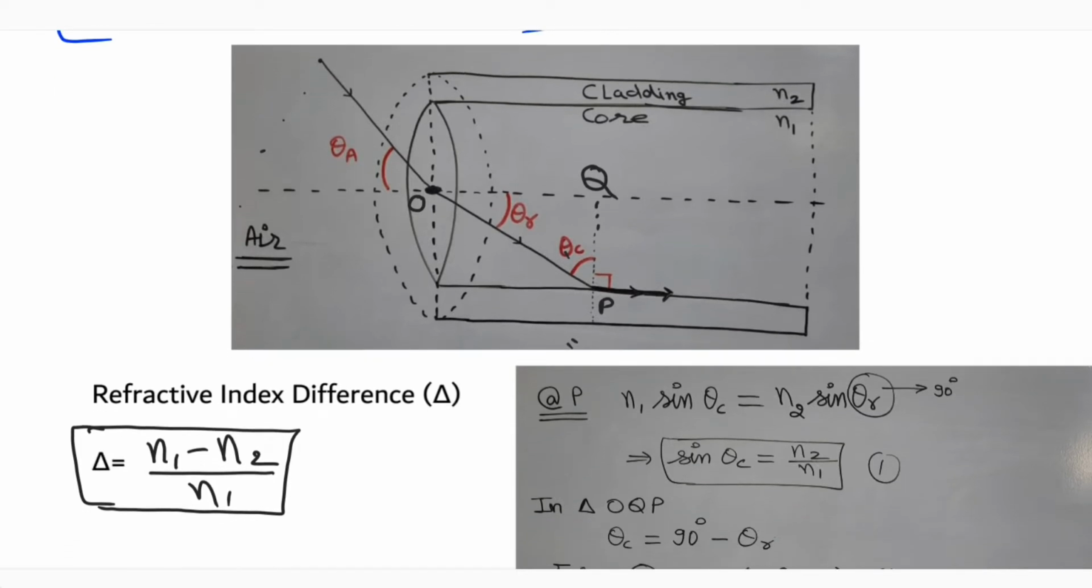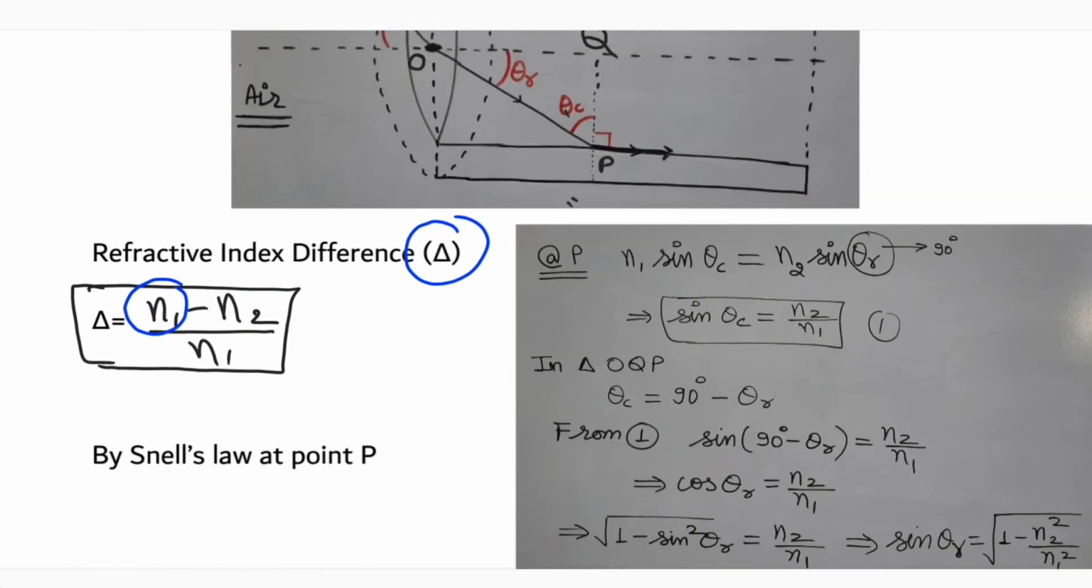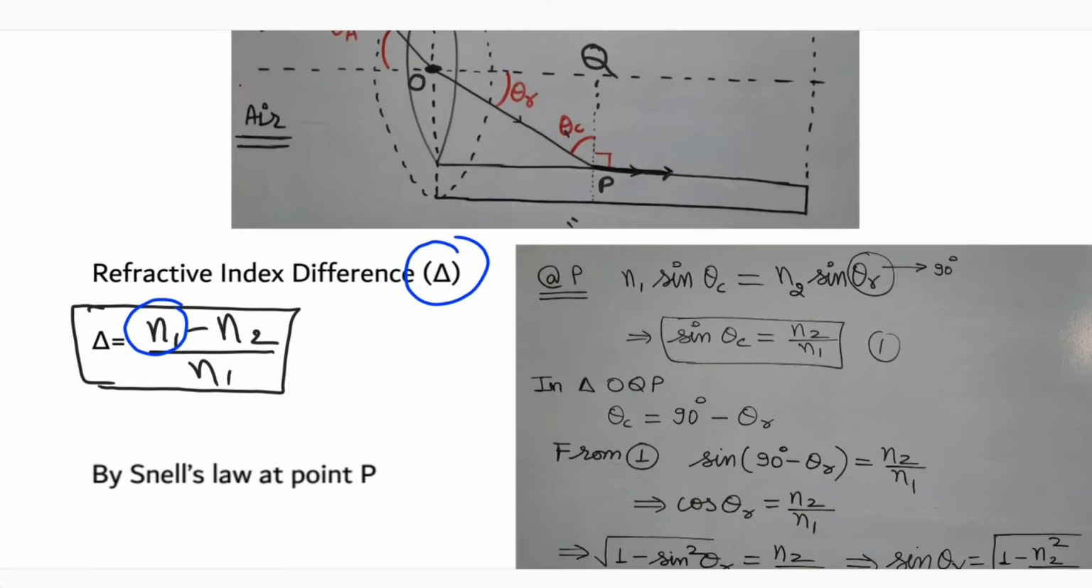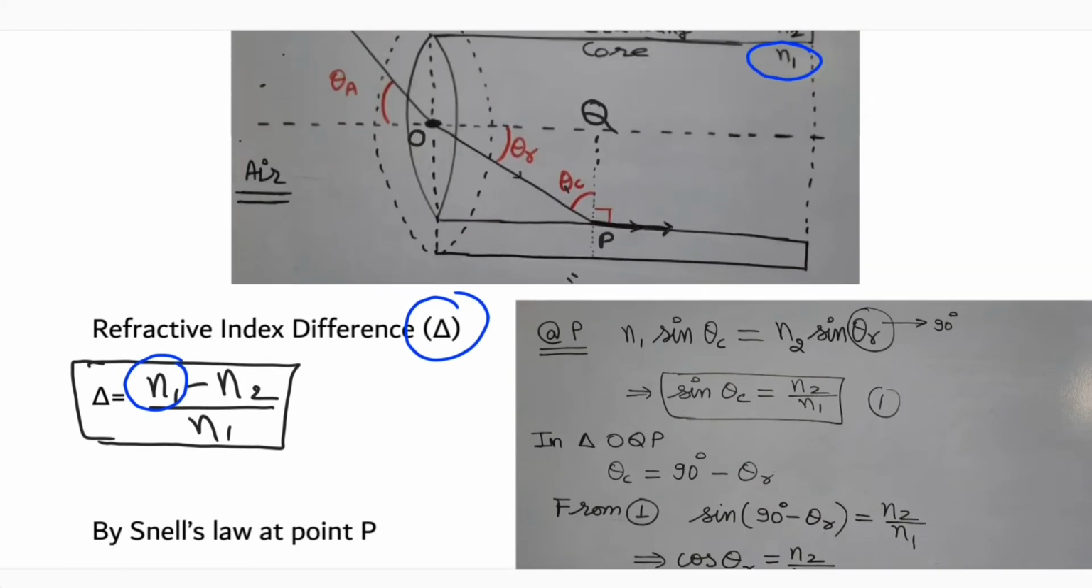So let's see the numerical aperture expression. Before that, I want to discuss the refractive index difference. This is basically the relative refractive index difference, which is delta, equal to (n1 minus n2) upon n1. Here n1 is the refractive index of the core, and n2 is the refractive index of the cladding. Now let's derive the expression for the numerical aperture. First you have to apply Snell's law at point P. At point P, you can apply Snell's law: n1 sine theta c equals n2 sine theta r. Here theta r is 90 degrees.